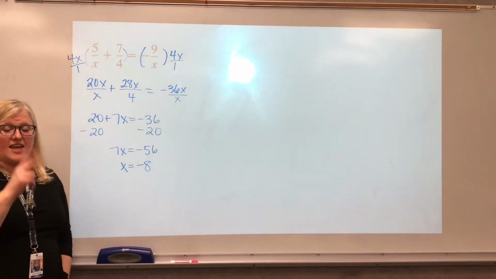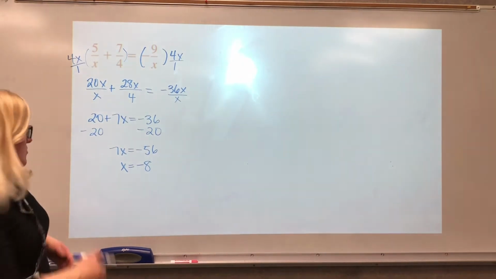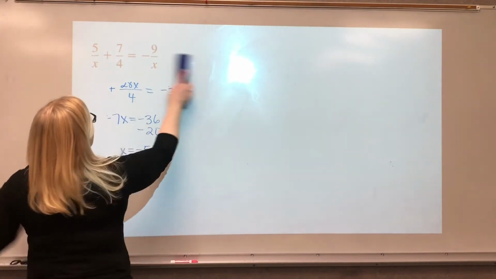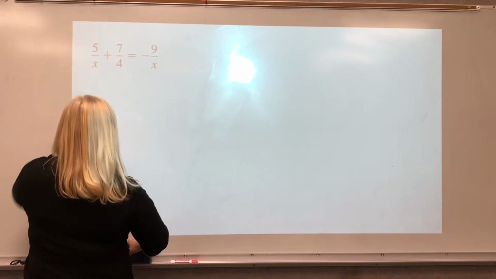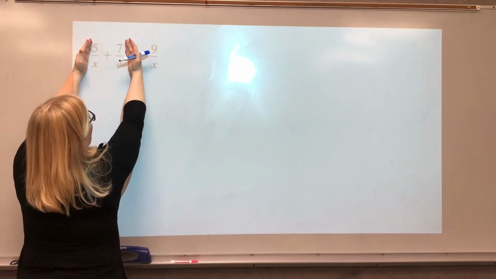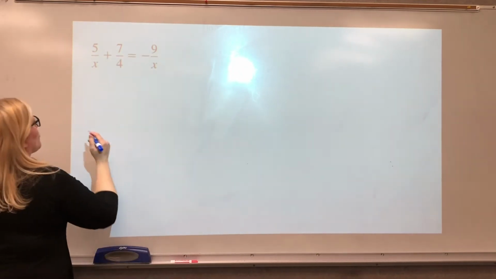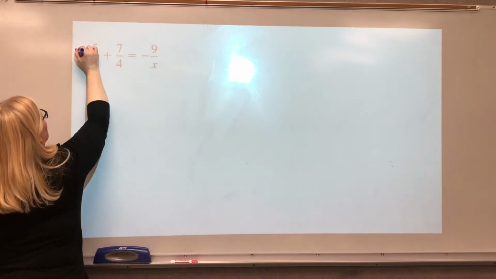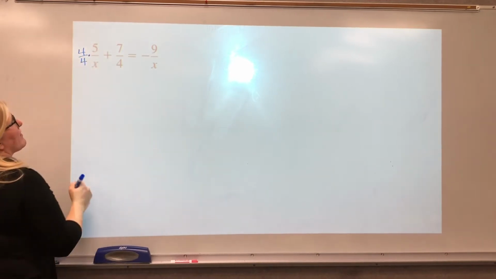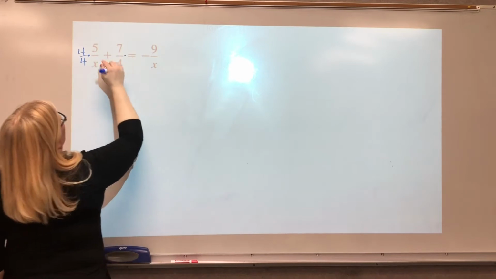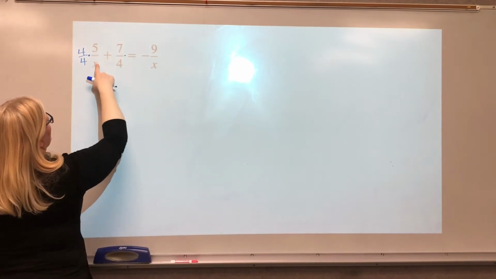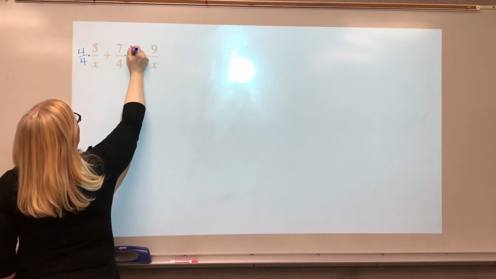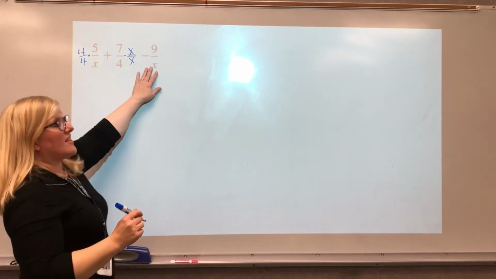All right, second way. This is when we leave this side alone, and we're going to get this side down to 1 fraction. So the way I'm going to do that is I'm going to multiply this fraction by 4 over 4, and this one by x over x. And I'm not doing anything over here.